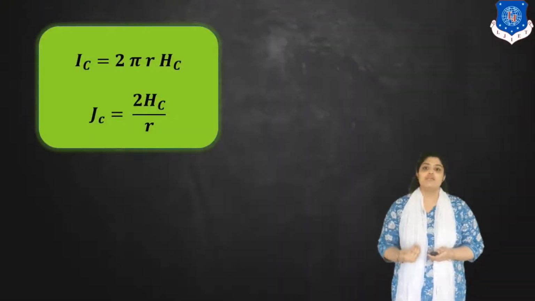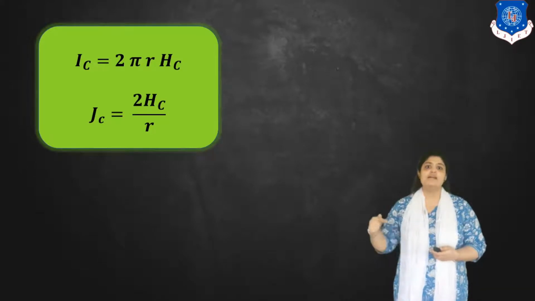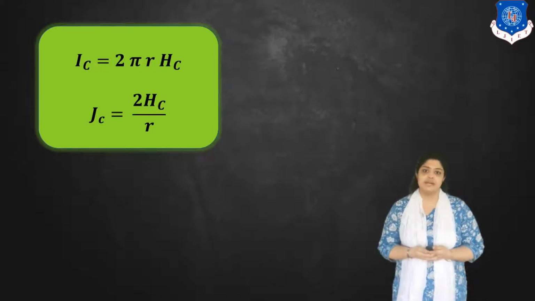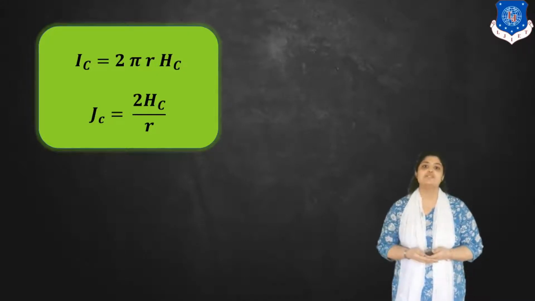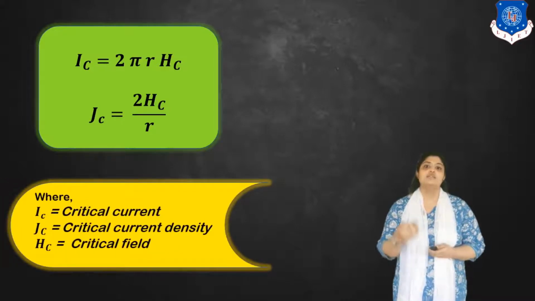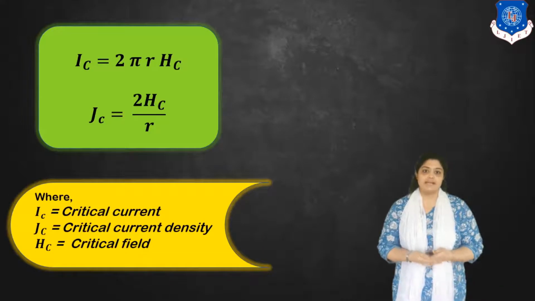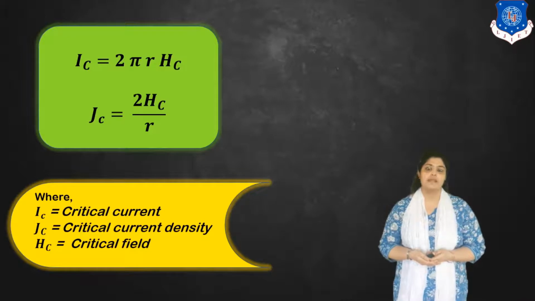There is a relation of this critical current density with the critical magnetic field, because in any conductor through which current is flowing, a magnetic field will be generated. So we have the relation Ic equals 2 pi r Hc. This is based on Ampere's circuital law. On the basis of this, we can define Jc, the critical current density, as 2Hc by r. Here Ic is the critical current, Hc is the critical magnetic field, and Jc is the critical current density.